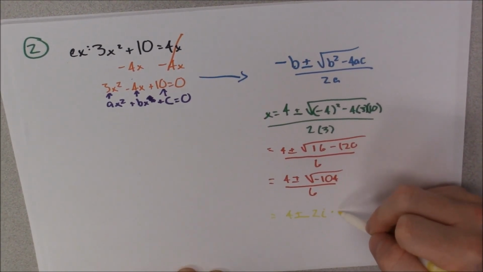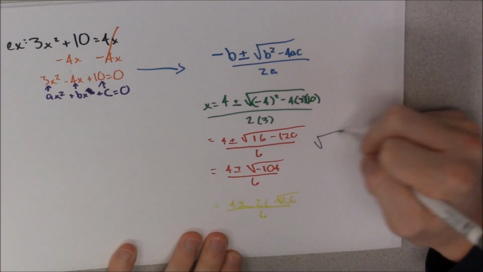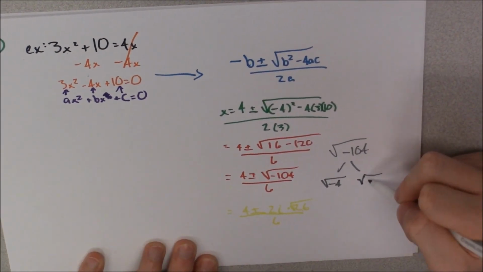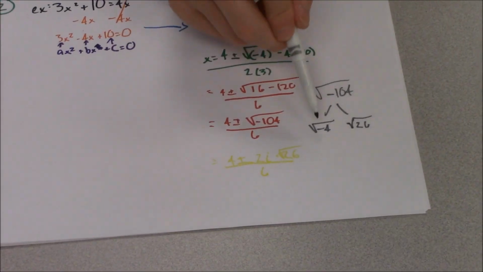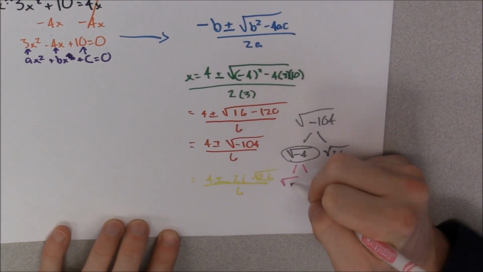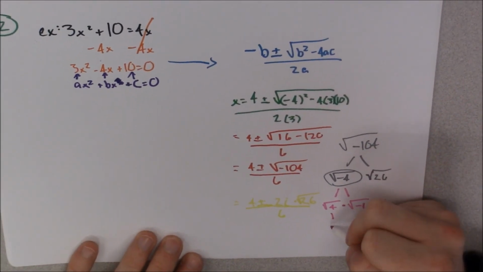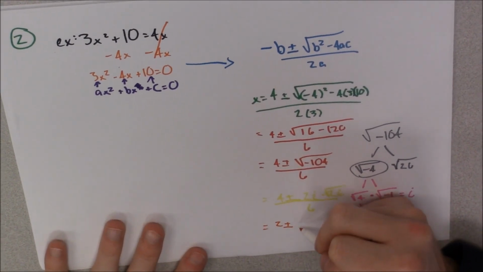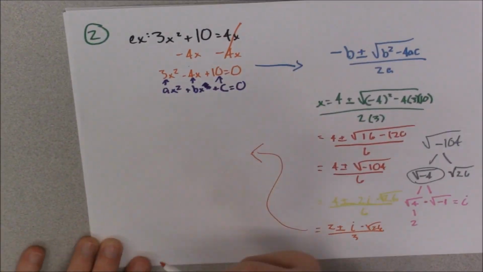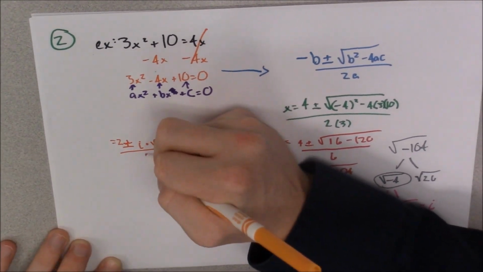Well, this is where it gets a little hairy. So that equals 4 plus or minus 2i times the square root of 26 over 6. And you get that answer because the square root of negative 104 gets you negative 4 being square rooted, and that equals the square root of 4 times the square root of negative 1, which equals i, and the square root of 4 turns into 2. But you're also left with the square root of 26.